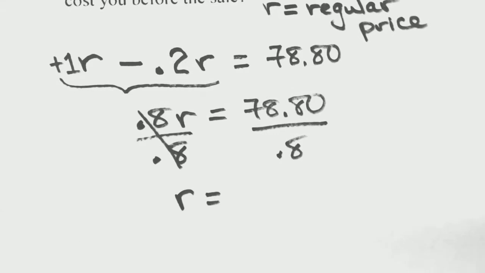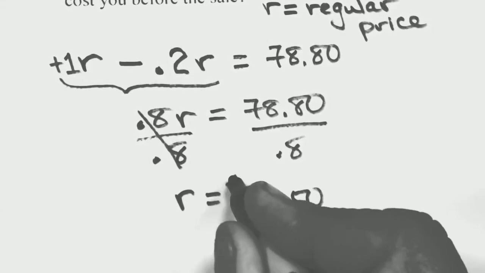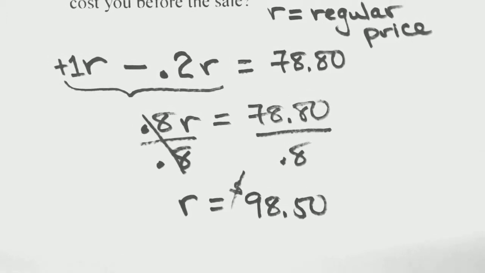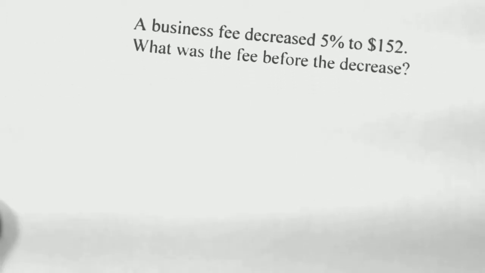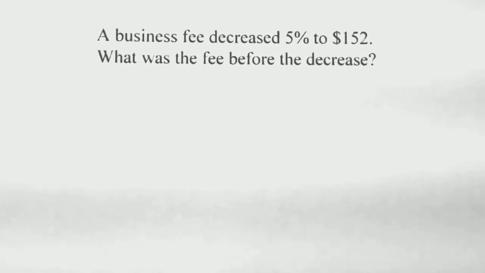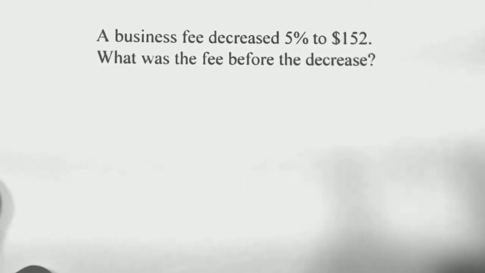And what do I come up with? I've got 98.50. And again, we should put the dollar sign on that, okay, to put the proper units. Okay, well now, let's take a look at something that follows the same path, but is not exactly a sales tax or a sale discount type of problem.